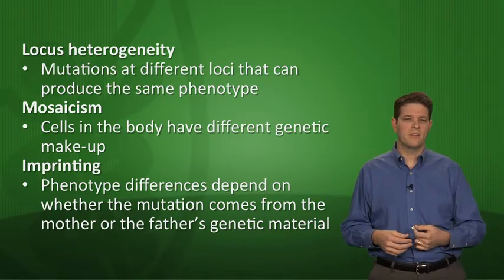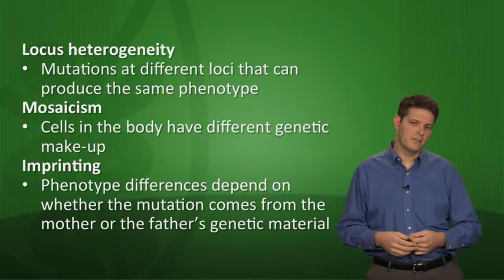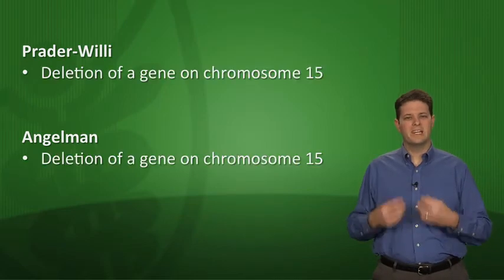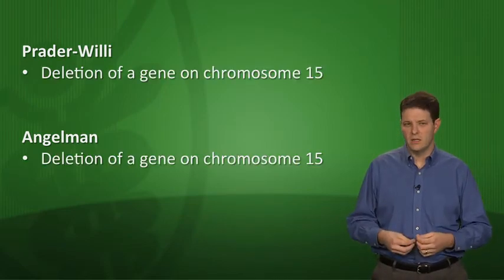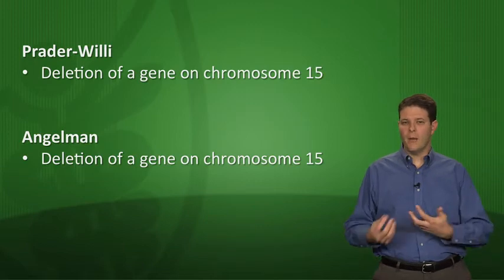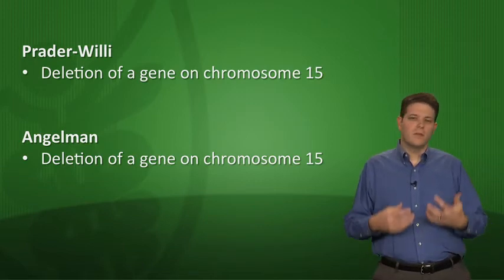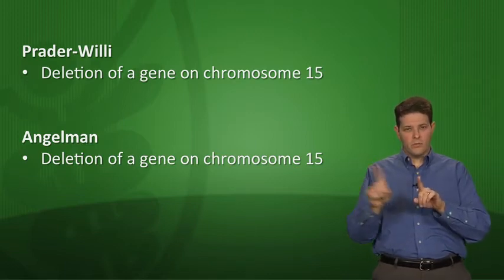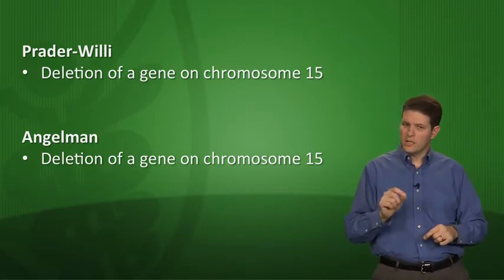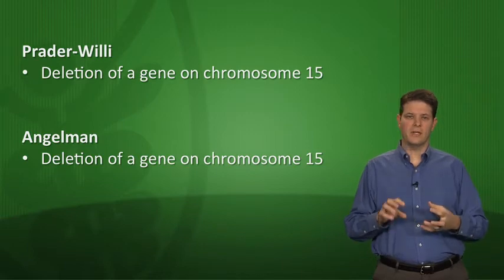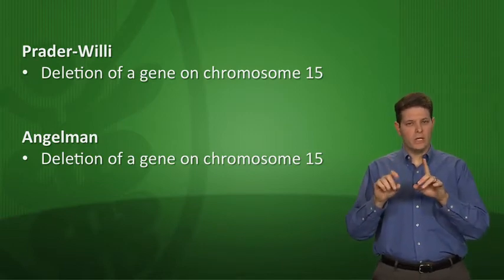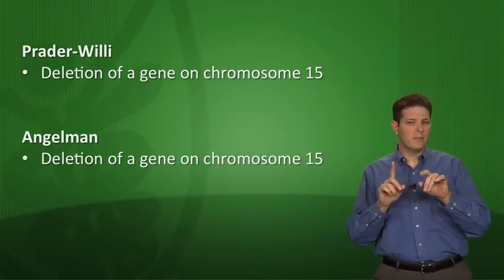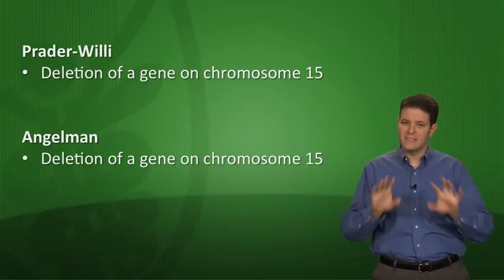And the classic examples of this are Prader-Willi syndrome and Angelman syndrome. Let's talk about these two syndromes for just a second. Both Prader-Willi and Angelman syndrome are due to deletion of a gene on chromosome 15, and which syndrome you have depends on which copy of the allele is deleted. The way imprinting works is this. For some genes, even though you get two copies of the gene, one from mom and one from dad, you really only need one copy, not two. So your cells are going to either permanently inactivate the maternal allele, or permanently inactivate the paternal allele. That's perfectly normal. That's imprinting.